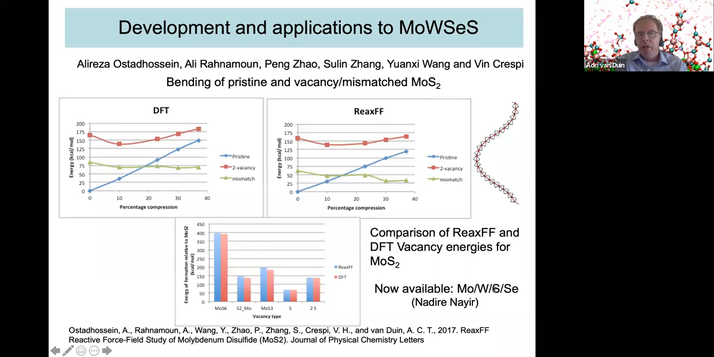And so we have now expanded that, and that's been driven by Nadir in my group, expanded this molybdenum disulfide force field to tungsten disulfide, molybdenum diselenide, and tungsten diselenide. So we have essentially that entire family of materials described. And so the next couple of slides will show some of the application domains that we're looking at.